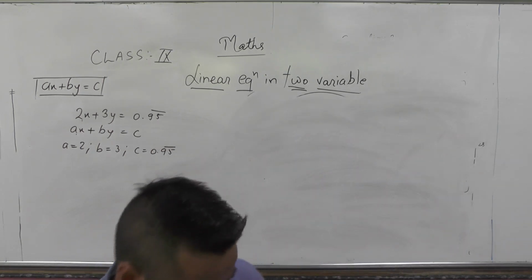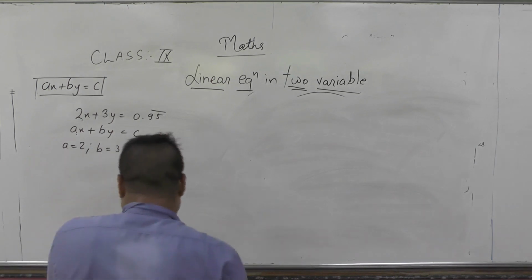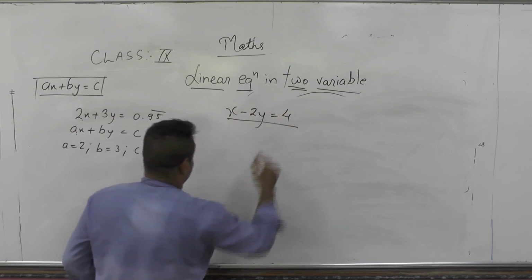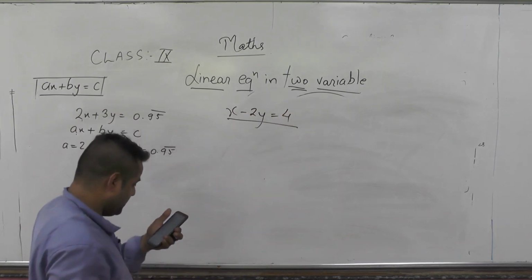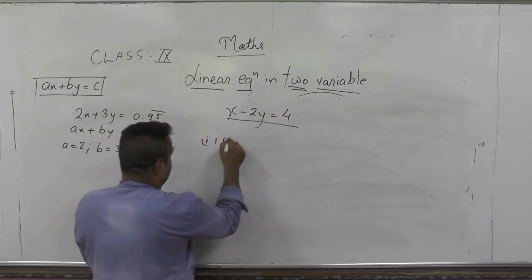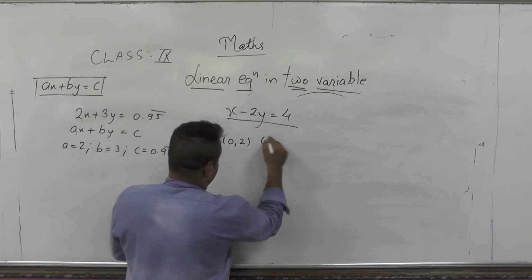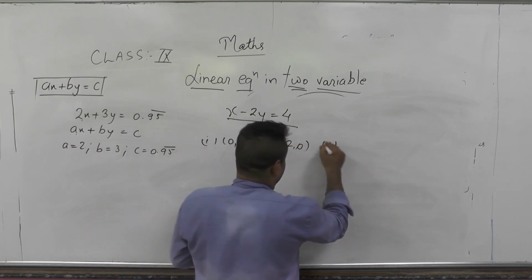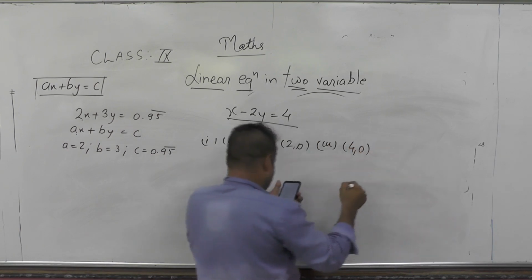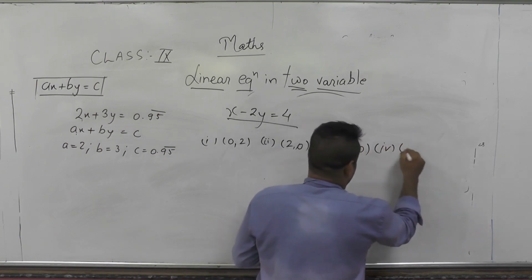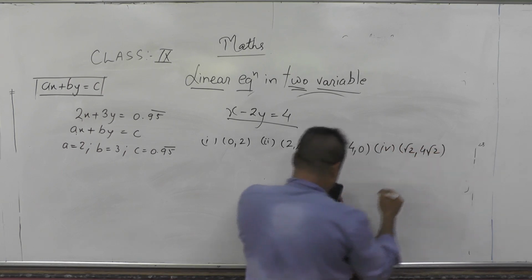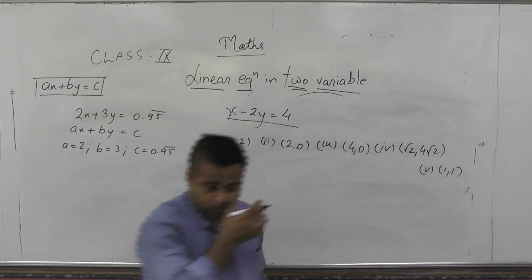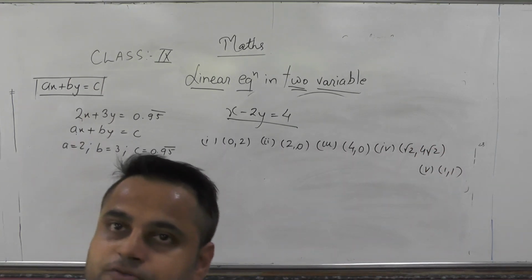See, there is a question given with the equation x minus 2y equals 4. This is the equation given in exercise 4.2, question number 3, and there are several points given: (0, 2), (2, 0), (4, 0), (root 2, 4 root 2), and one more point, (1, 1). Now we need to check which of the following points is a solution for the equation.